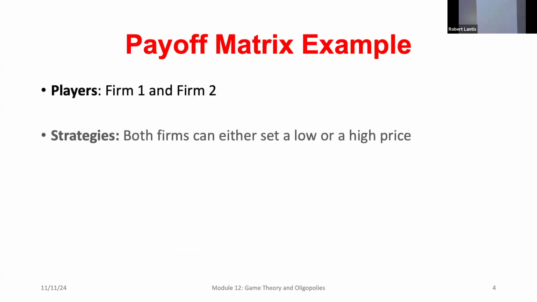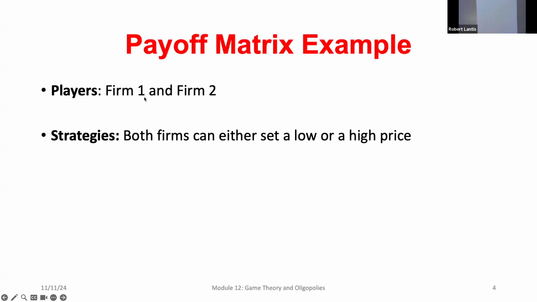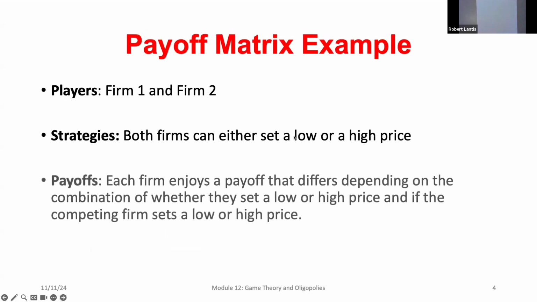Our general payoff matrix is going to have all of this information. Who are the players? We'll set this example up to be firm one and firm two. What are their strategies? They can set either a high or low price. Then depending on that combination, are they both setting a high price? Are they both setting a low price? Alternate strategies? What are the firms' payoffs going to be?